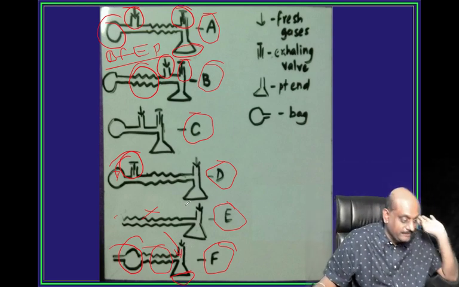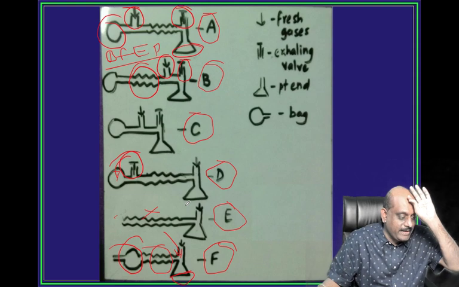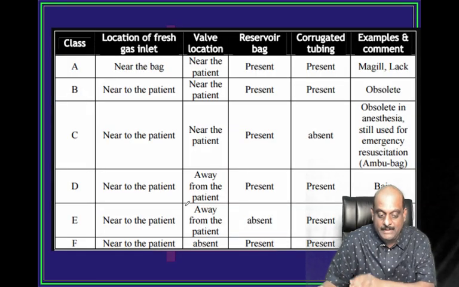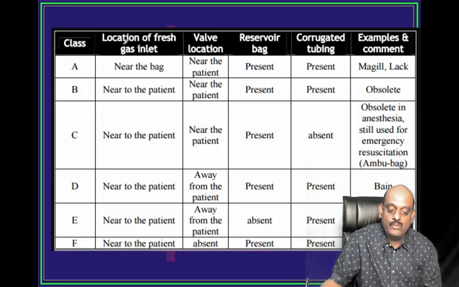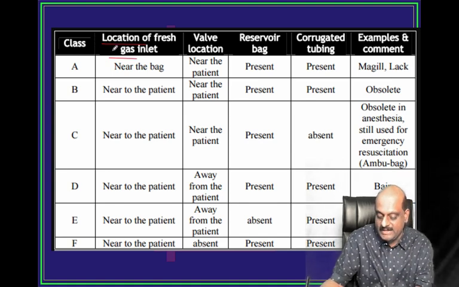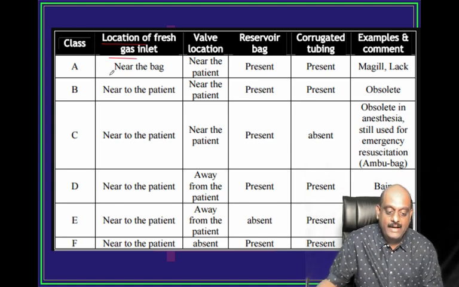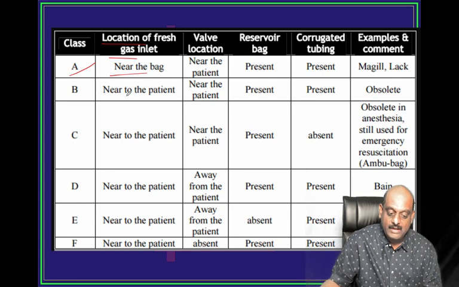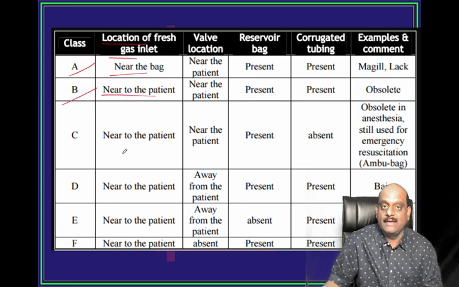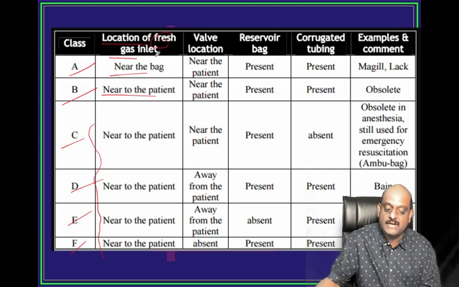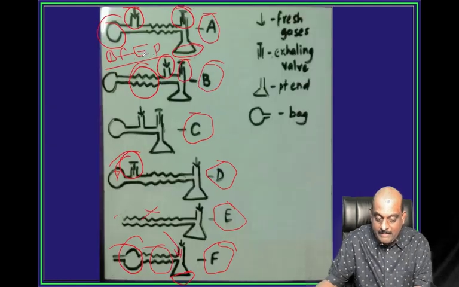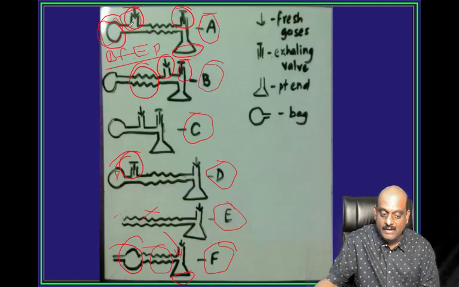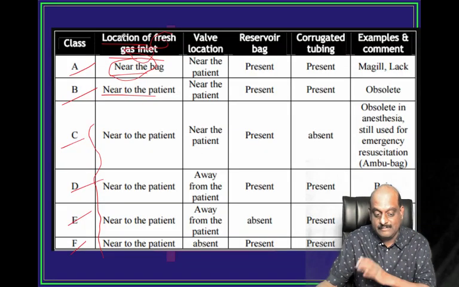That's all, doctor. How will you remember? It is in your hands. Now, where is the location of the gas inlet? Near the bag, it is A. Near the patient, it is B. Even in C, D, E, F, everywhere, the location of fresh gas inlet is nearer to the patient. It is near the bag only in case of A.